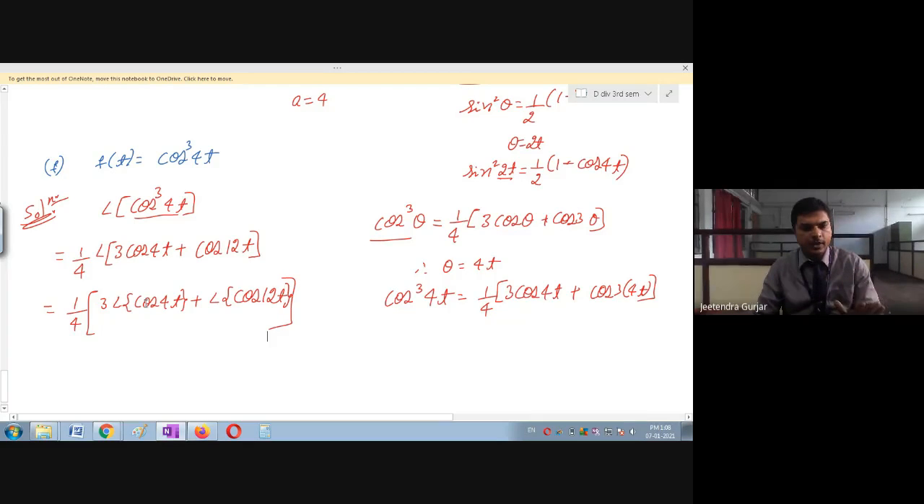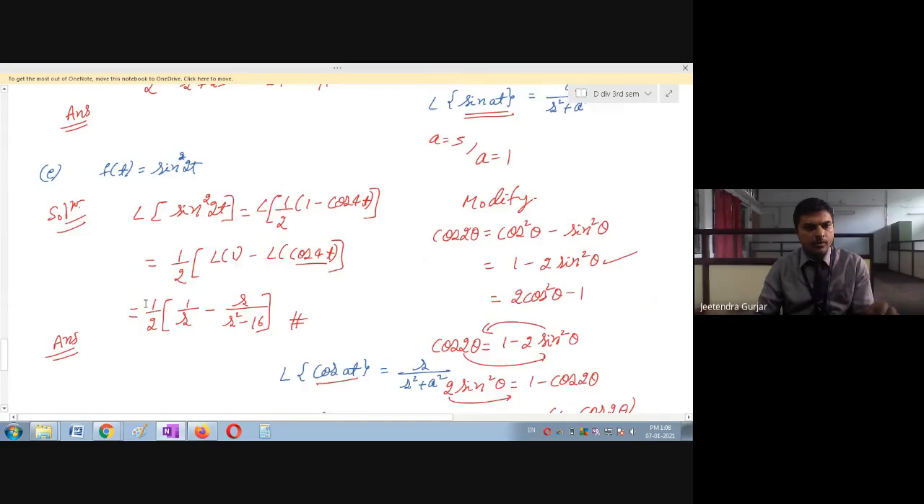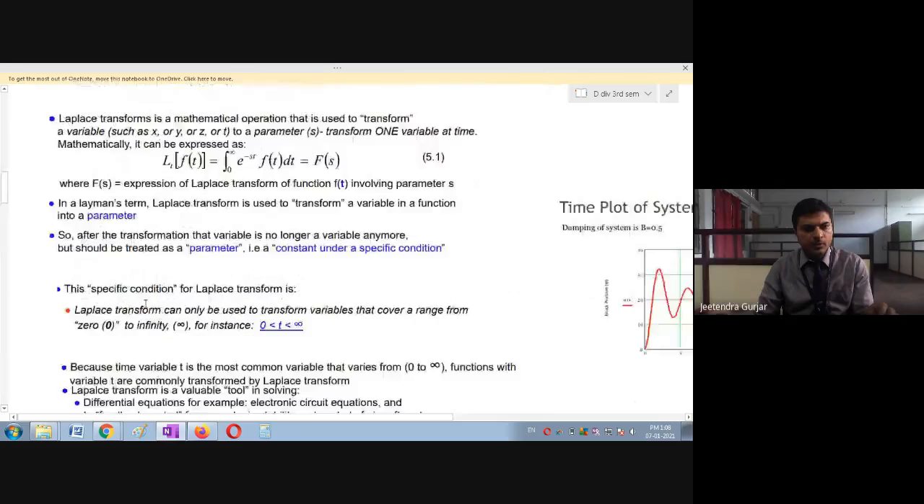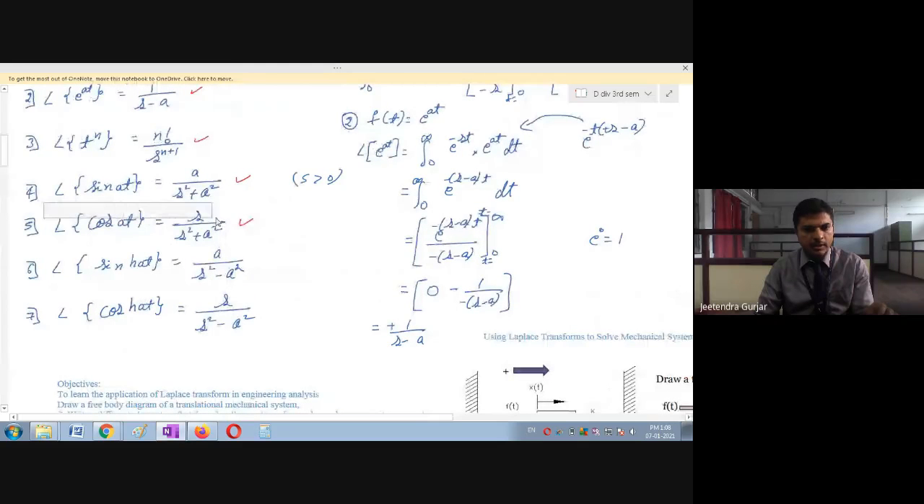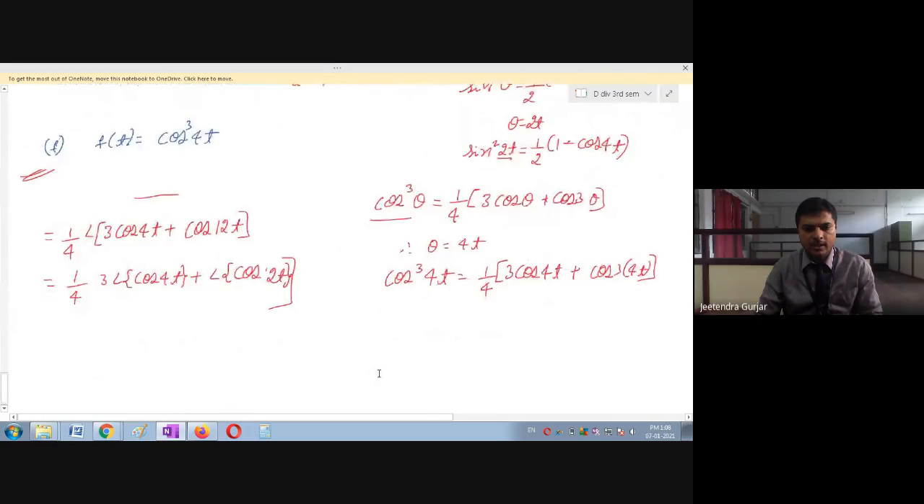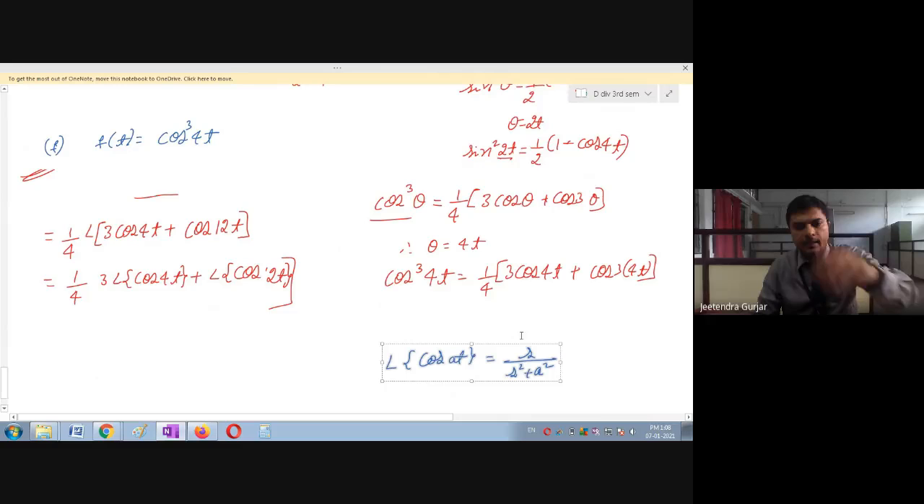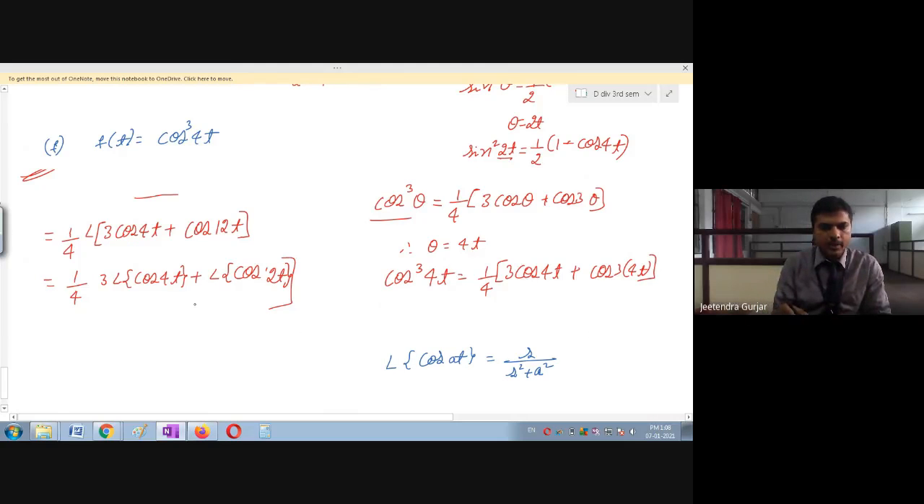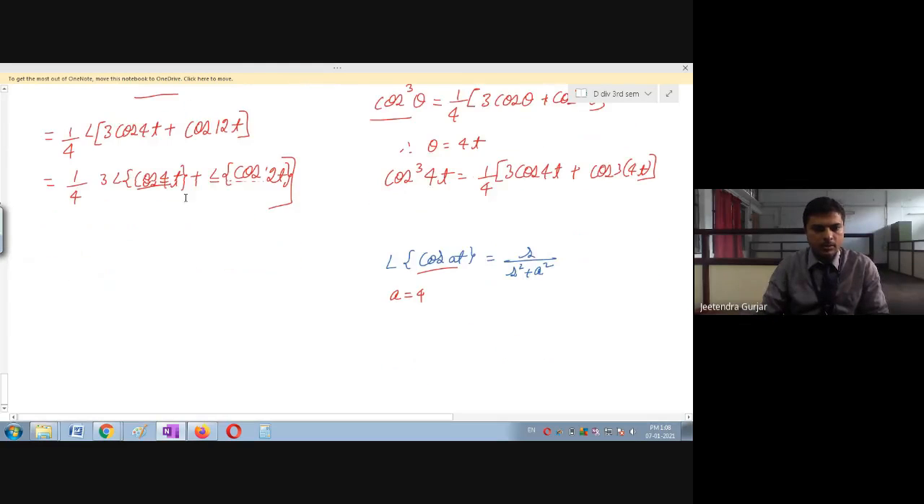Okay, now which formula am I going to use? See, this is my modification. Now I'm going to apply the Laplace transform formula. To apply Laplace transform, I'm going to use this Laplace transform formula. Please note down the formula once again and rewrite it, students, so we can easily see. Compare this and this, one can easily see A is equal to 4. So cos is same and t is same, only A is equal to 4.